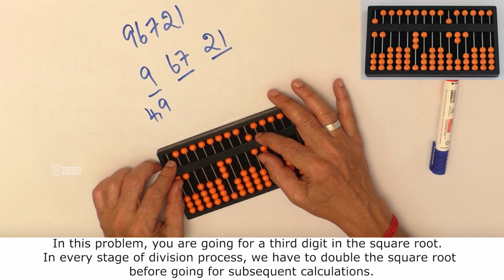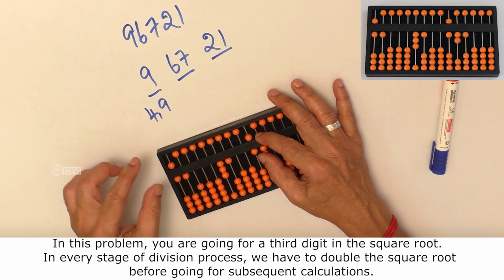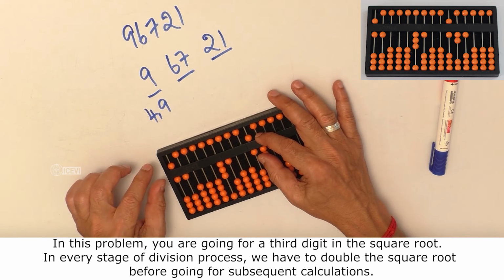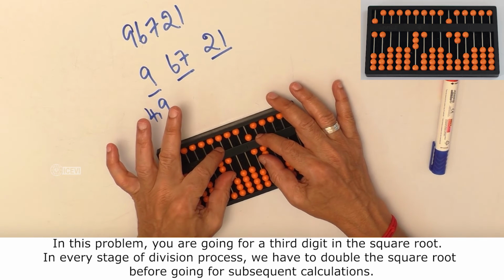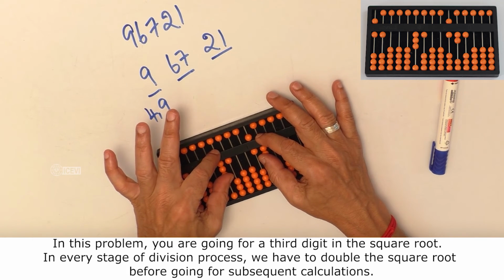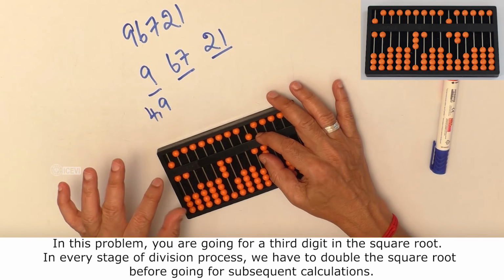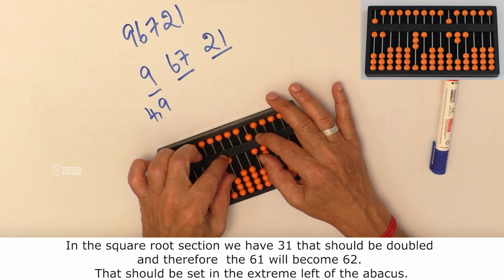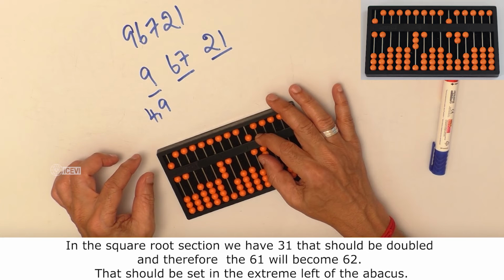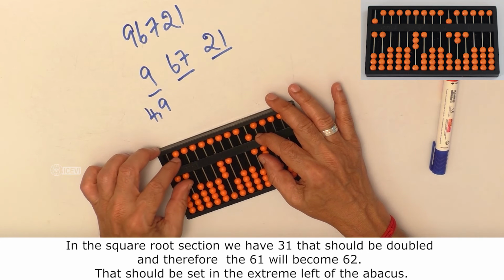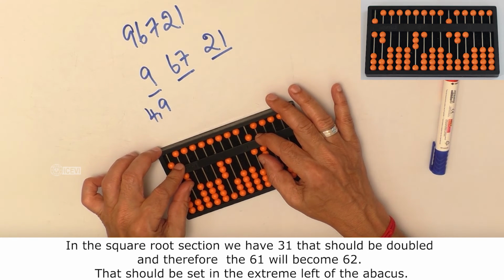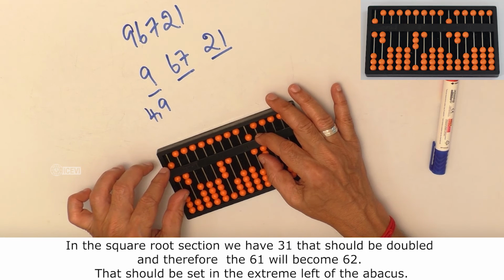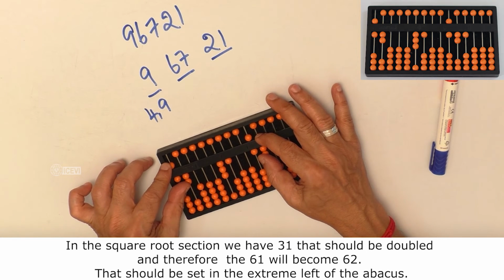In this problem, you are going for a third digit in the square root. In every stage of the division process, we have to double the square root before going for subsequent calculation. In the square root, we have 31. That should be doubled, and therefore the 61 will become 62. That should be set in the extreme left of the abacus.